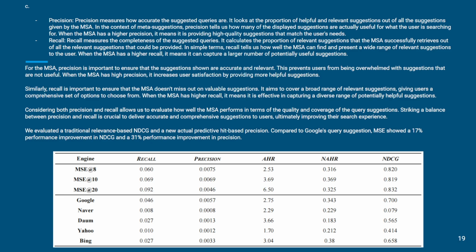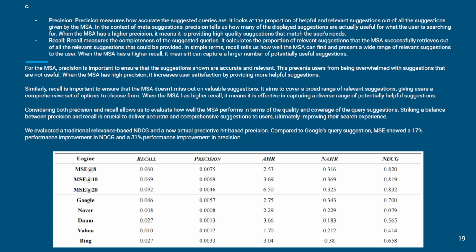And considering both precision and recall allows us to evaluate how well the MSA performs in terms of the quality and coverage of the query suggestion. Striking a balance between precision and recall is crucial to deliver accurate and comprehensive suggestions to users, and also, of course, to improve their search experience.